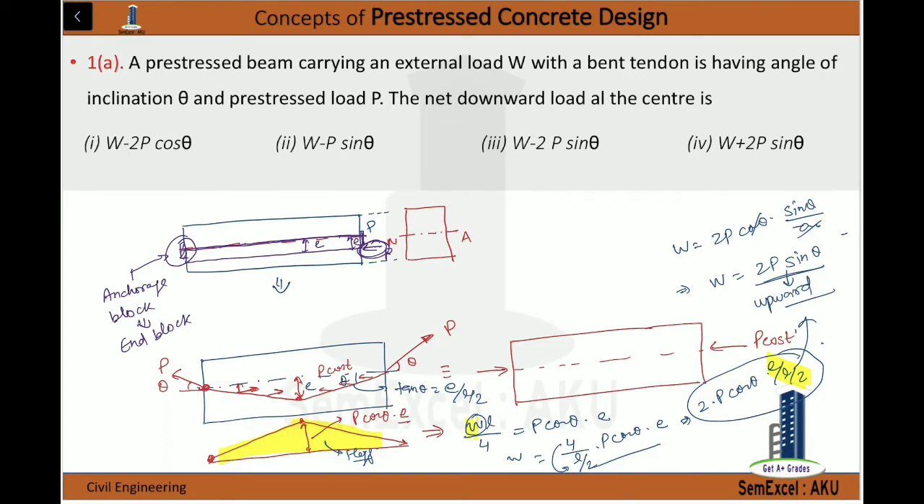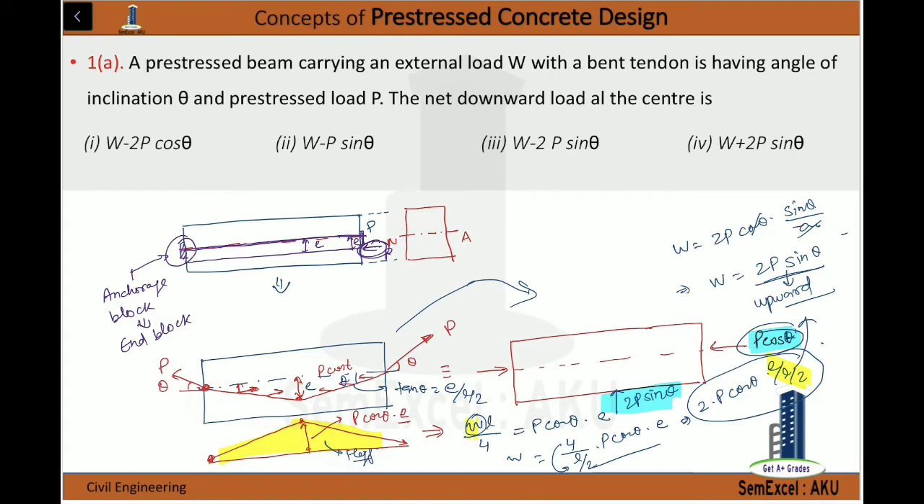So this system can be represented as a compressive force P cos theta and a vertical force equal to 2P sin theta. This is a very important question. A vertical force 2P sin theta and a compressive force P cos theta that will act at the CG. Now we will see the question.